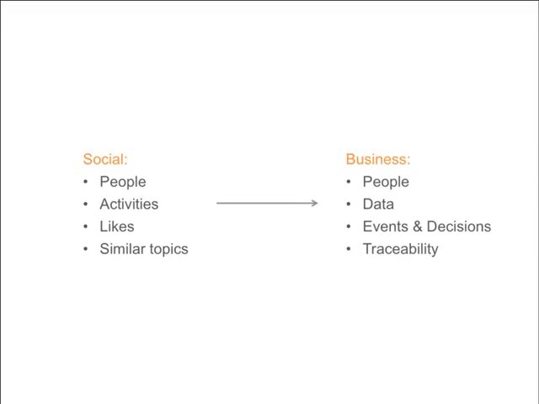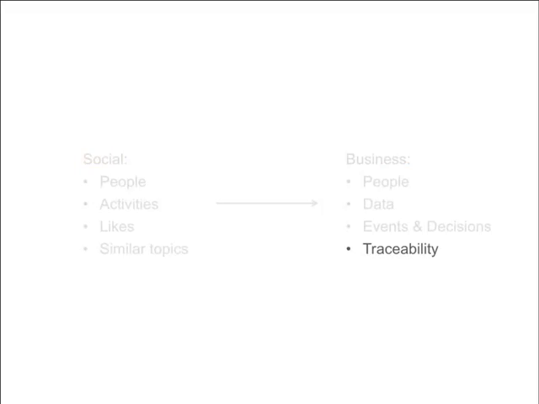The big difference really is around what people are working on. For example, in business, the data could be documents or requirements or use cases, or it could be events such as releases or sprints or meetings that have taken place. But the big difference between the social sphere and the business is really the traceability. There isn't a need in Facebook to link or trace to actual objects other than just the people. It's much more complex in a business environment.